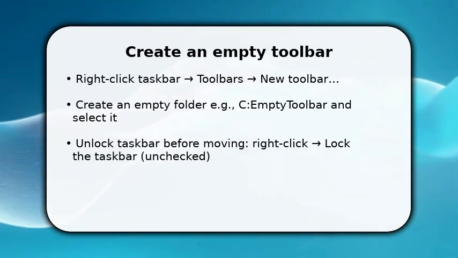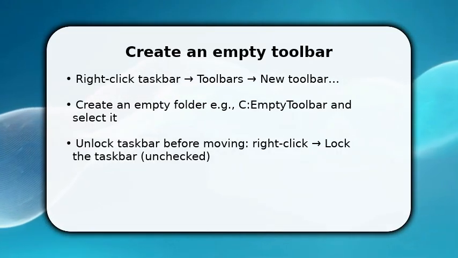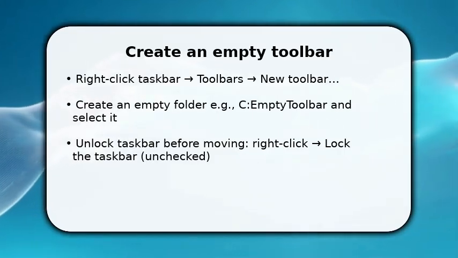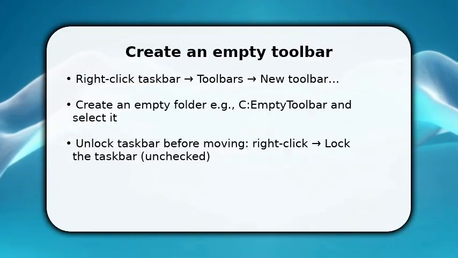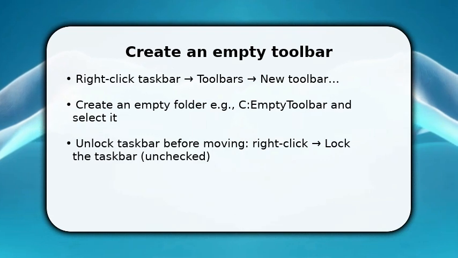Once added, unlock the taskbar so you can reposition separators. This gives you movable anchors. This first step establishes a flexible empty band you will expand. Once done, you're ready to shift the built-in app icons toward the middle using the new toolbar.